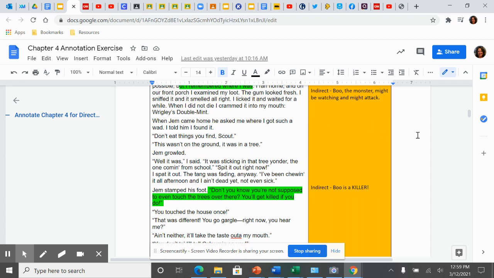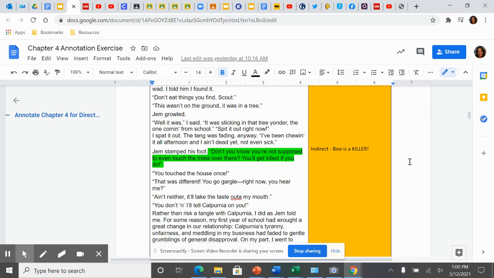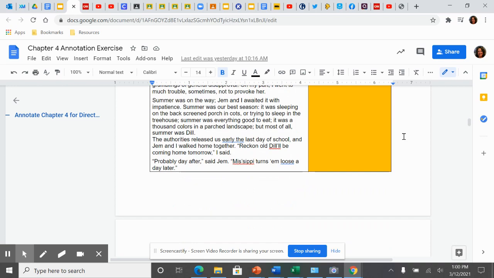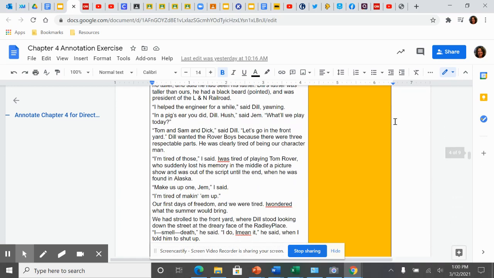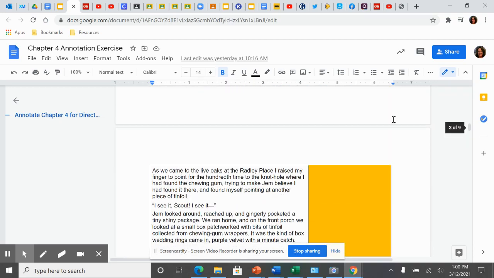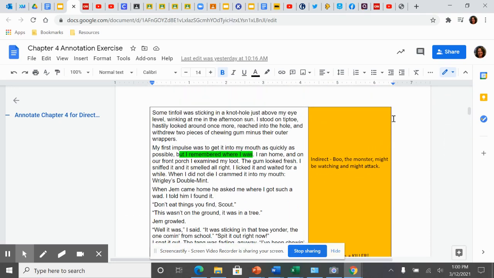And then after Jim finds out where she got the gum, he stamps his foot and says, "Don't you know you're not supposed to even touch the trees over there? You'll get killed if you do." Indirect characterization. He's saying Boo's a killer. So those were the modeled annotations that I did for you.